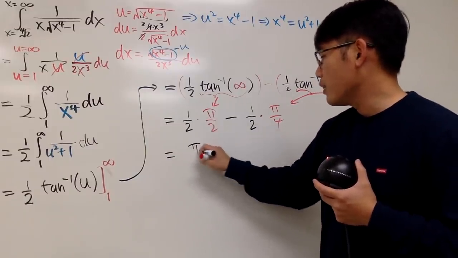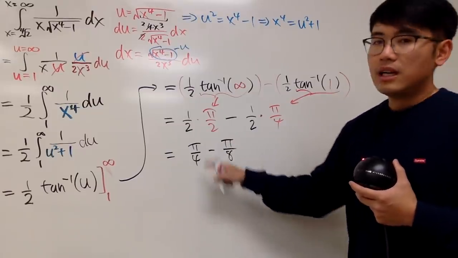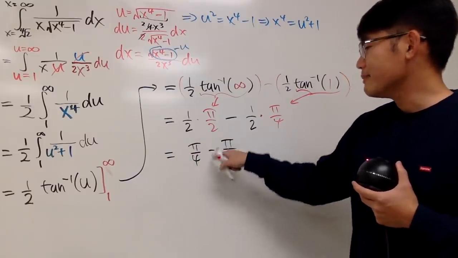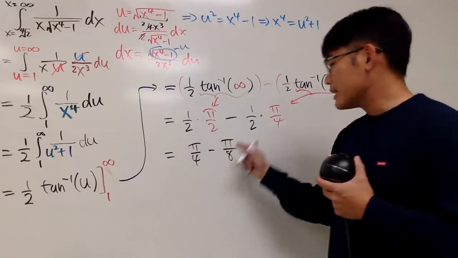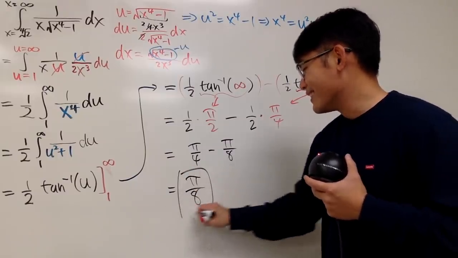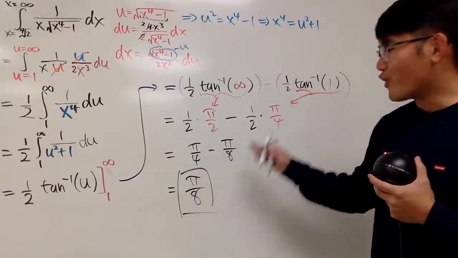This right here is pi over 4 minus pi over 8. Multiply this and that by 2, and you get 2 pi over 8 minus pi over 8. 2 pi minus pi is just pi, and then over 8 is still over 8. So here you have it. This right here is your answer, pi over 8.